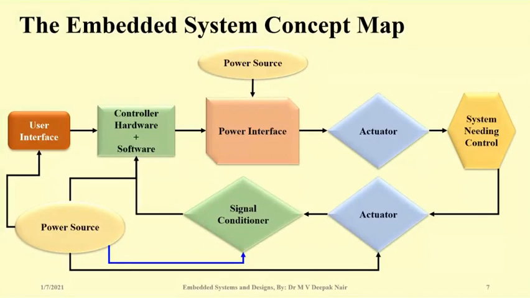Now, in any embedded system, we generally have some blocks. Those blocks can be arranged in a particular way, and we can get an outcome. If you talk about a complete embedded system, then of course we will have some important parts. Am I audible?